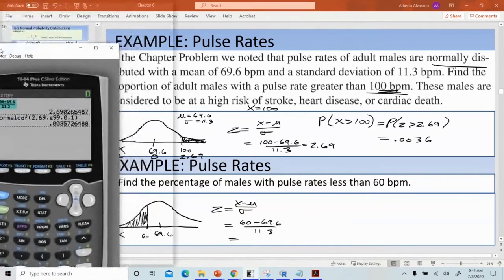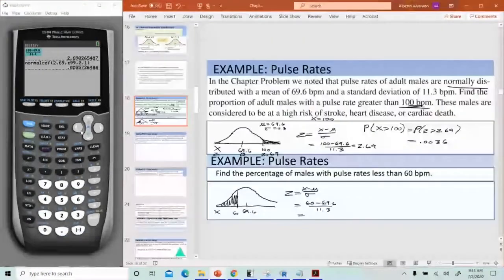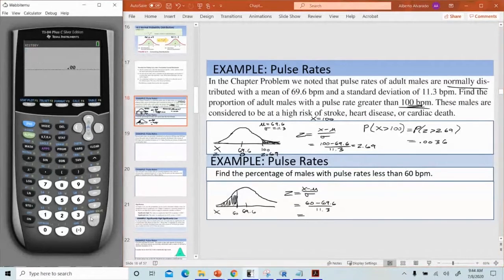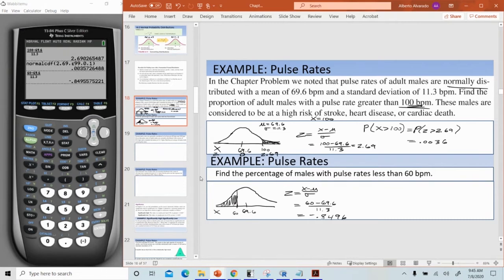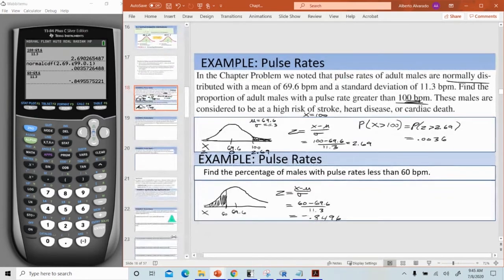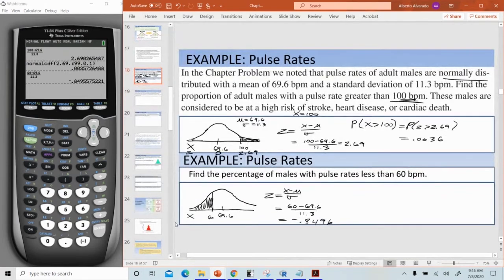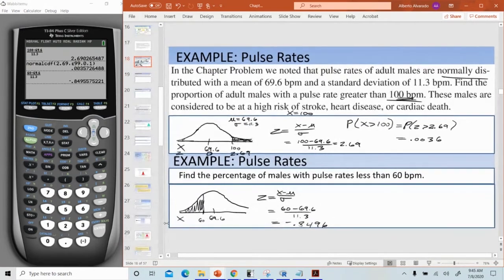Okay, so this is not working. There we go. Let's just change it to 60, and there we go. Negative 0.8496. All right, so that gives me the z-score, and now I have to write the solution.